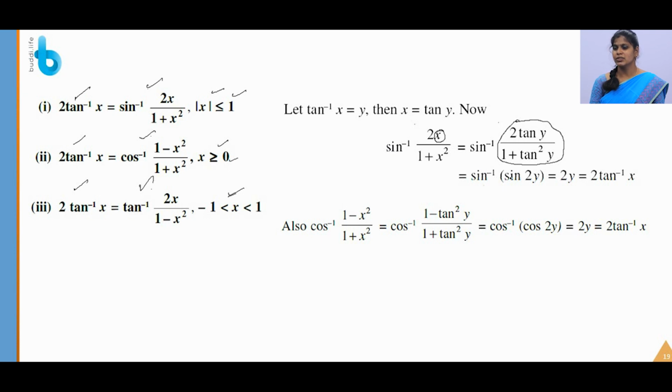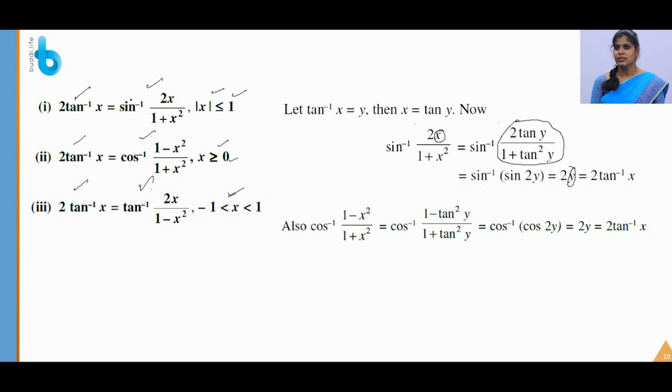So instead of this term you can substitute sine 2y. Sine inverse will remove the sine. Therefore, you will have only 2y. What is y? We assumed y as tan inverse of x. So, substitute tan inverse of x instead of y. Therefore, you have 2 tan inverse of x. So, sine inverse of 2x by 1 plus x square equals 2 tan inverse of x.